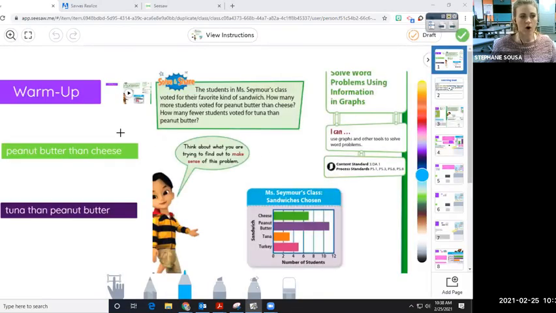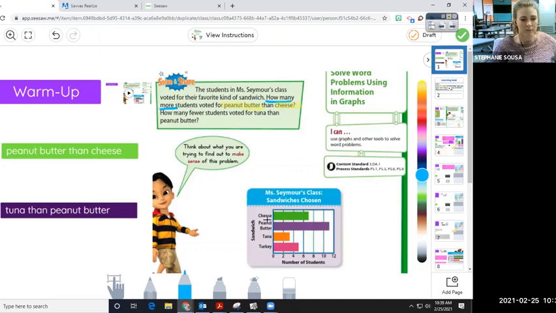All right, warm it up, warm it up, warm it up. The students in Mrs. Seymour's class voted for their favorite kinds of sandwich. How many more students voted for peanut butter than cheese? What? There's a second question. Huh? Let's answer the first one first. How many more students voted for peanut butter than cheese?